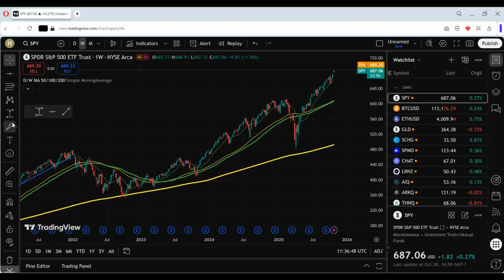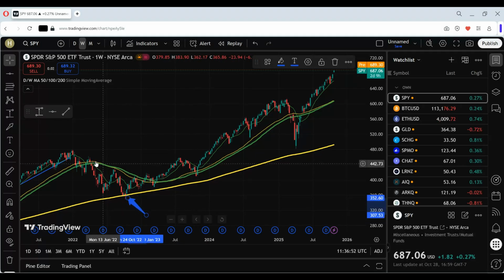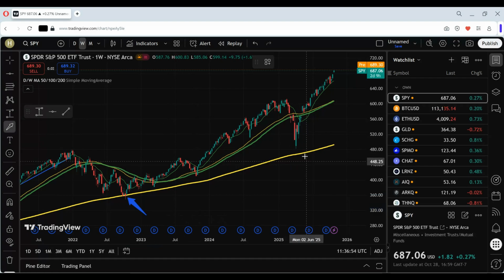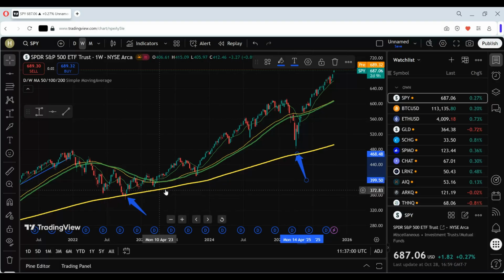And as you can see, the 2022 bear market, that was the low. You see we had the tariff crash, we almost hit it. So you really want the market to hold this yellow in a bear market. That means you're going to probably have a 20% correction instead of like a 50% correction.